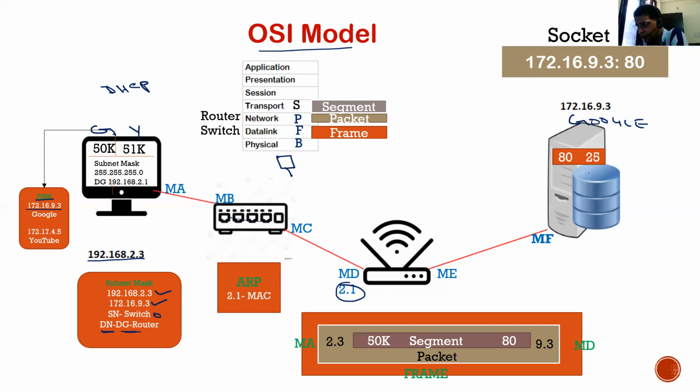But here, Google is somewhere else. Now my computer knows. So what is going to help my computer to make this decision? That is my subnet mask. That is the reason you have a subnet mask, because the subnet mask is going to tell my computer whether the destination is in the same network or in a different network. Now this is the second decision. The first decision was with DNS, and the second decision comes with the subnet mask.